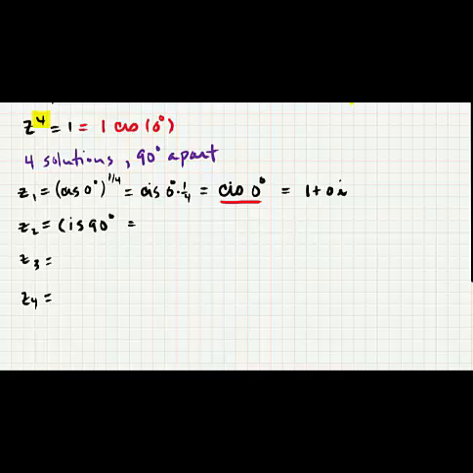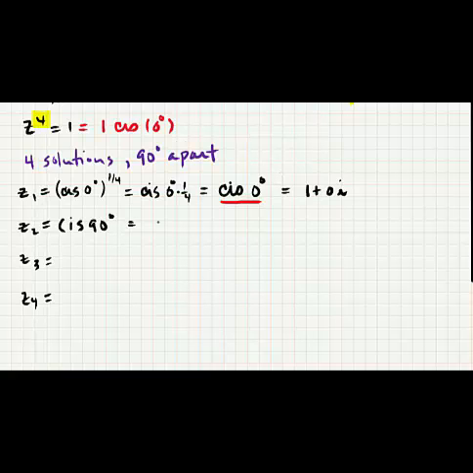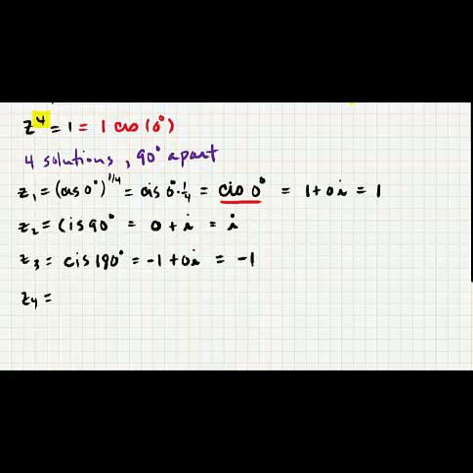Now our second answer will be found by adding 90 degrees. And if we want to convert back to standard form, this is cosine of 90 degrees, which is 0, plus i sine of 90 degrees. Sine of 90 degrees is 1, so we get 0 plus i. And if you wanted to, you could write that as just i, in the same way you can write this as just 1. And down here, z3, same idea. We'll just add another 90 degrees. Cosine of 180 is -1. Sine of 180 is 0. So we end up with that, which we could simply write as -1.